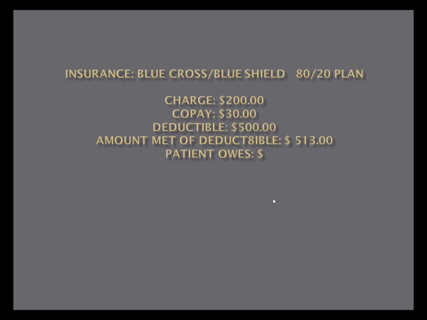and if you want to refer to what we went over in the lecture, the patient is automatically going to have to pay their copay. So first and foremost, the $30 is automatically going to be something that they're going to have to pay out of their pocket. So if I want to go ahead and put down $30 as something the patient is already going to pay.